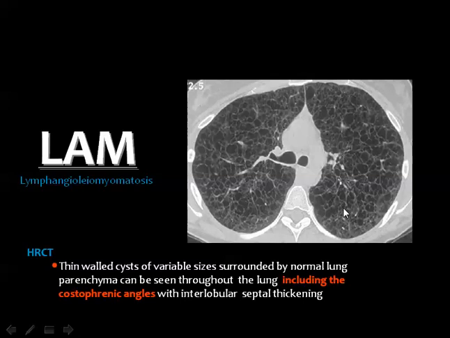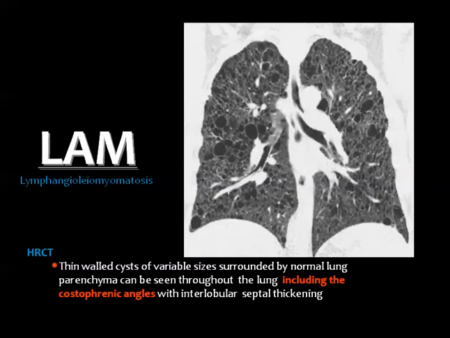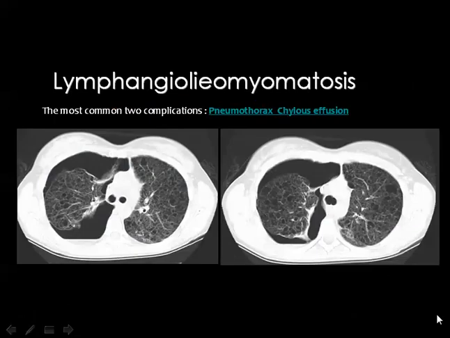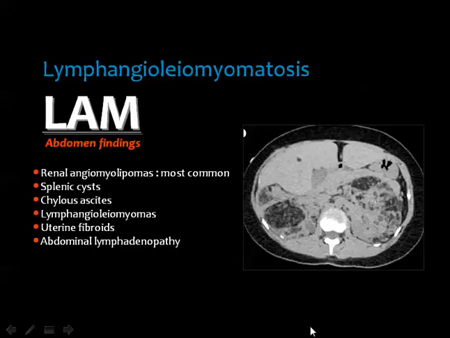Also, these cysts can extend into the costophrenic angle. They do not spare the lung bases. Here you see the cysts are distributed all over the lung. They do not spare any part of the lung, and they are relatively smaller and relatively thin-walled. Here you see the cystic areas distributed throughout the lung. The patient should be a female. The same complications apply: rupture of one of the cysts resulting in pneumothorax.